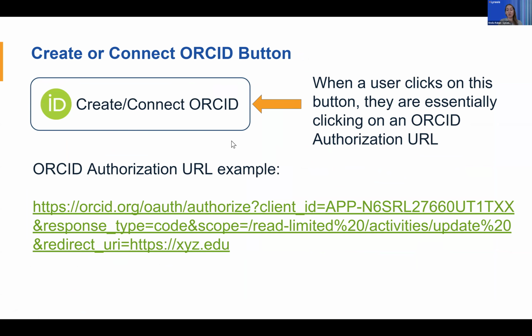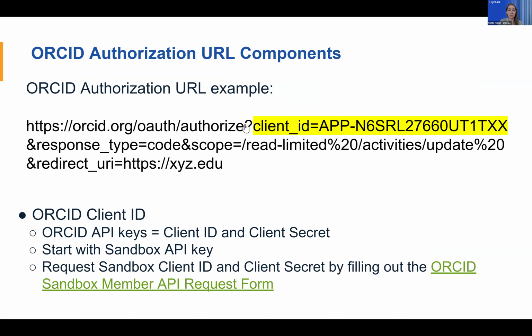Just a high level overview. Essentially, when a researcher clicks on that button, behind that button is what we call an ORCID authorization URL that looks something like this. And it's just a standard kind of template, but there are three components of the authorization URL that you're going to need to fill in specific to your integration. The first component is your client ID. So you'll just insert your own client ID there that you got when you requested your sandbox credentials.